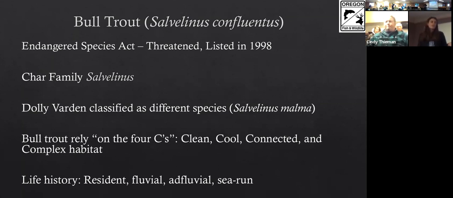And so the adfluvial life history for bull trout is that they're occupying a reservoir or lake for the majority of their life, but they're out-migrating from that reservoir, entering tributary streams to spawn. And then the last and most uncommon and probably the least documented life history form of bull trout is that there are sea run bull trout, meaning that they go to the ocean, similar to salmon and steelhead. So yeah, anadromy is a component of their life history, but it's not very common.